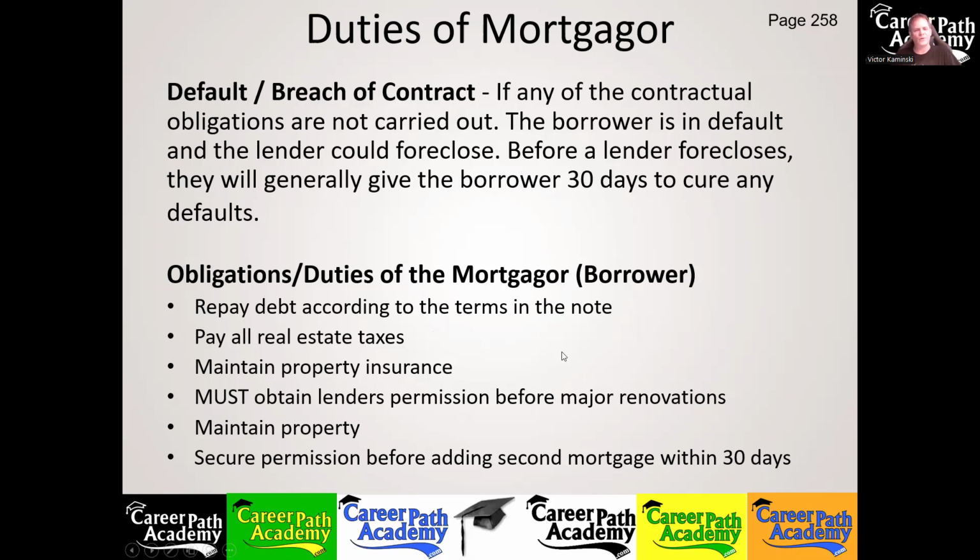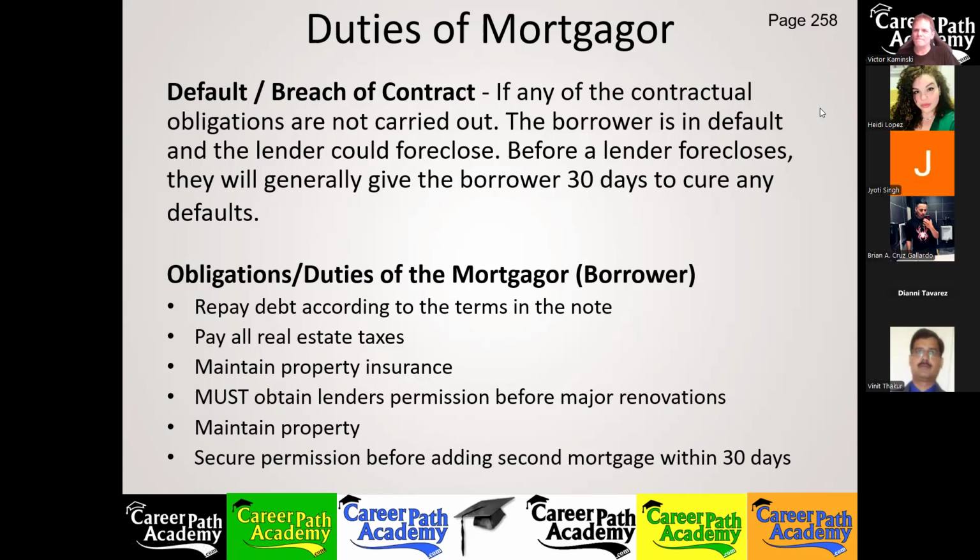But either way, you must obtain the lender's permission before any major renovations. Ooh, did you know that? If you don't get your lender's permission before doing any major renovations or remodels or additions to your house, technically you're in default and the lender can foreclose on you. Did you know that? I had no idea about that one. Anybody know why?